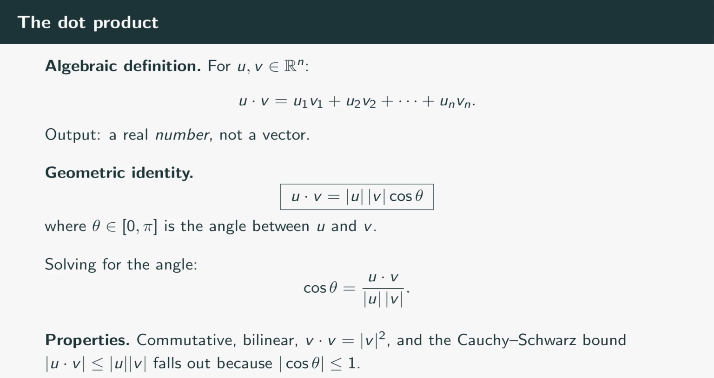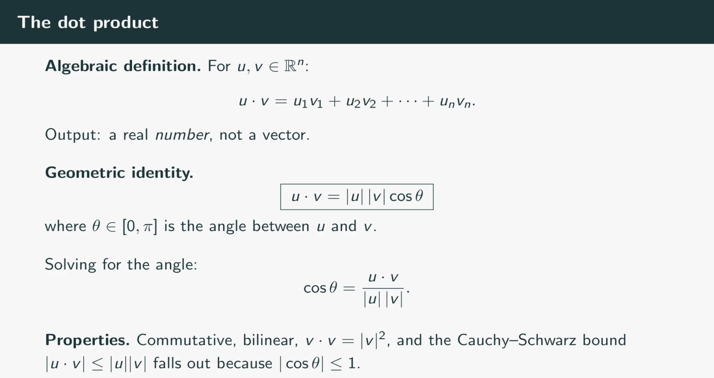Now the first product. The dot product of two vectors, written u·v, is a number, not a vector. Algebraically, you multiply corresponding components and add: u1 v1 plus u2 v2 plus u3 v3, and in n dimensions, n terms. Easy to compute. Here is the miracle. That algebraic expression has a geometric identity behind it.